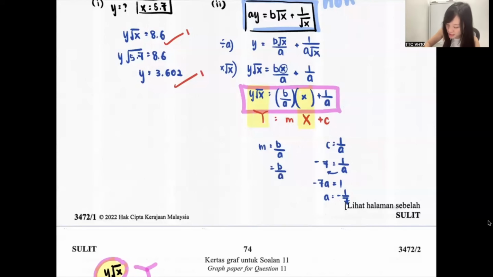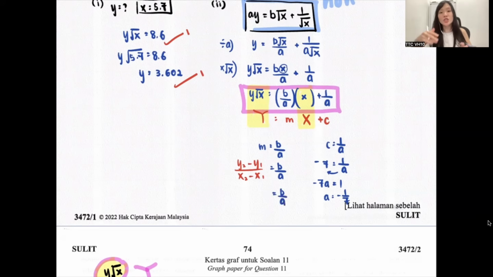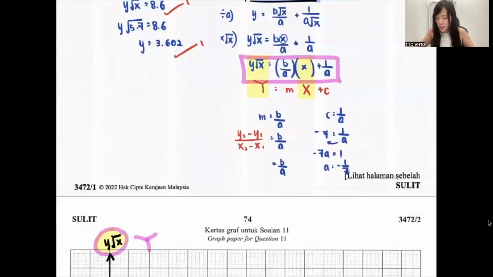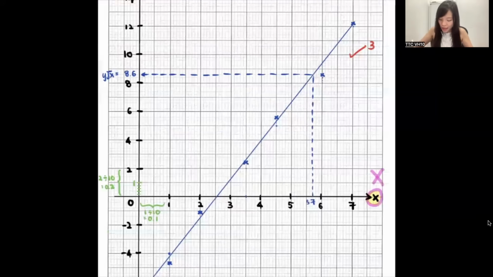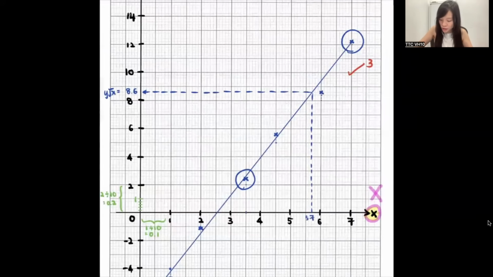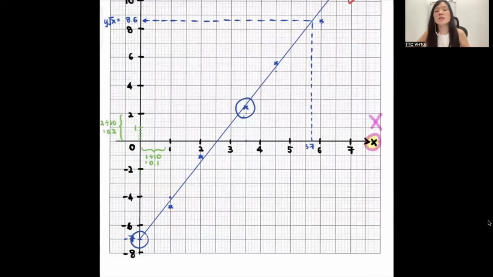Next, my dear, to find my M. M is the gradient. How to find the gradient? Y2 minus Y1 over X2 minus X1. Just use any point which touches your straight line. Normally I use a far one. Based on what I see now, I touch this one, this one, this one. You can use any of them. I simply use one, okay?